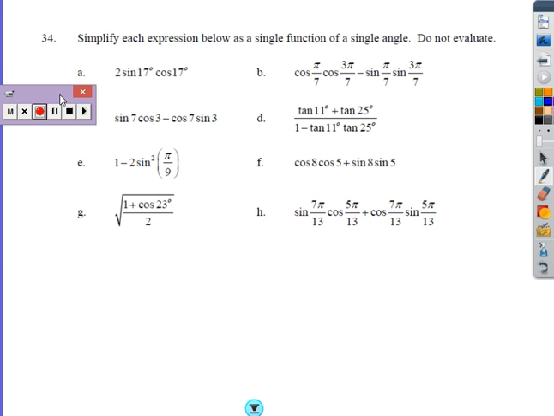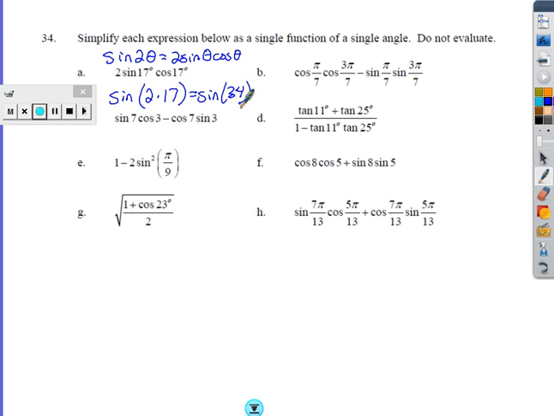So I see 2 sine 17 cosine 17. That's the sine double angle. This is sine 2 theta equals 2 sine theta cosine theta. In this case, obviously, theta was 17. So if I double 17, then I have sine of 2 times 17, which is the sine of 34. So in this case, I'm looking at the sine of 34. And I don't have to evaluate, so I can leave my answer right there.